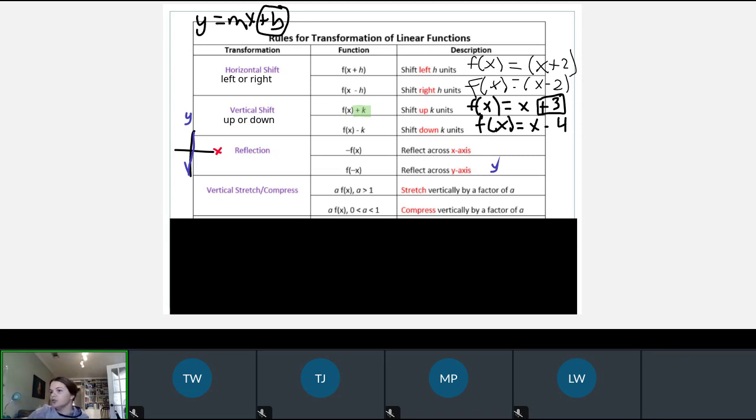So with a vertical stretch or compression, if the slope in front of x is bigger than 1, and we're talking absolute value. So even if we have -2, we're looking at the 2 because the negative sign denotes a reflection. So we're just looking at the number, not if it's positive or negative. If the number is bigger than 1, it's going to be a vertical stretch, which means our slope is going to be steeper. I'll type that in here. Okay, our slope becomes steeper.